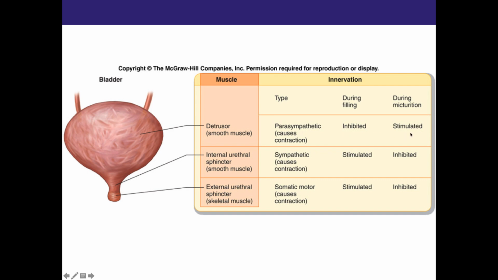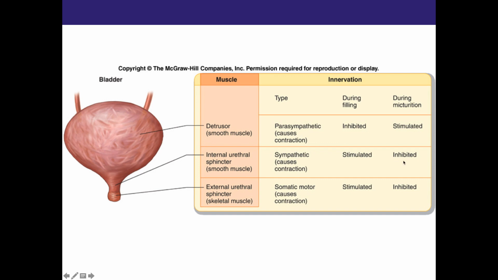Now, you also have the internal urethral sphincter muscles inside the urethra. These are also smooth muscles that are controlled by the sympathetic. During passive filling, they're stimulated to contract. But when you urinate, they're inhibited and they relax. You're not controlling this, right? During micturition, they dilate to allow for flow.